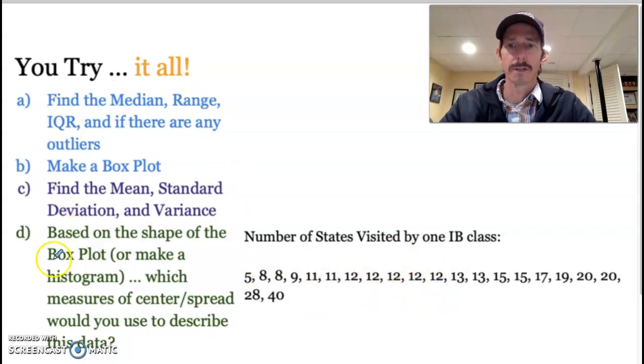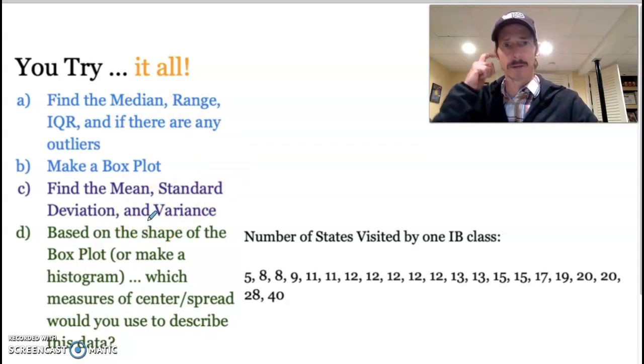But I want you to do all of these things. You're going to have to pause this and do all of these. It's going to take a bit because I need you to find the median, the range, the IQR, and if there are any outliers. Then I want you to make a box plot. Then I want you to find the mean, standard deviation, and variance of this data set. And then based on what you saw in your box plot, you're going to decide which of these you should use to describe the distribution. Should you use the median and the IQR, or the mean and the standard deviation, which is a continuation of what we talked about last class.